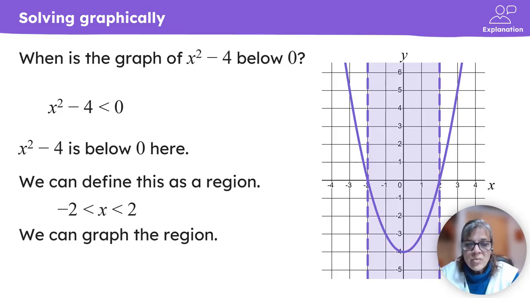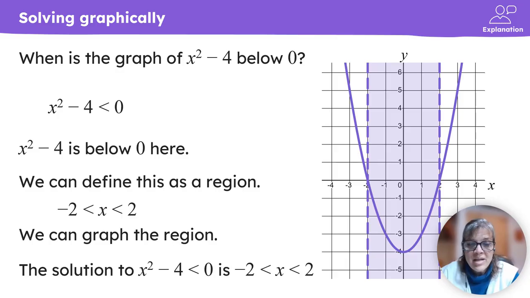So when we graph this, we can see that it's a region. We could graph it and block out this whole region and say this is that whole section. So the solution to this inequality is an inequality with two constraints. X has to be greater than minus 2 and less than 2. If it was equal, it would be equal to 0. But below 0 is this part.